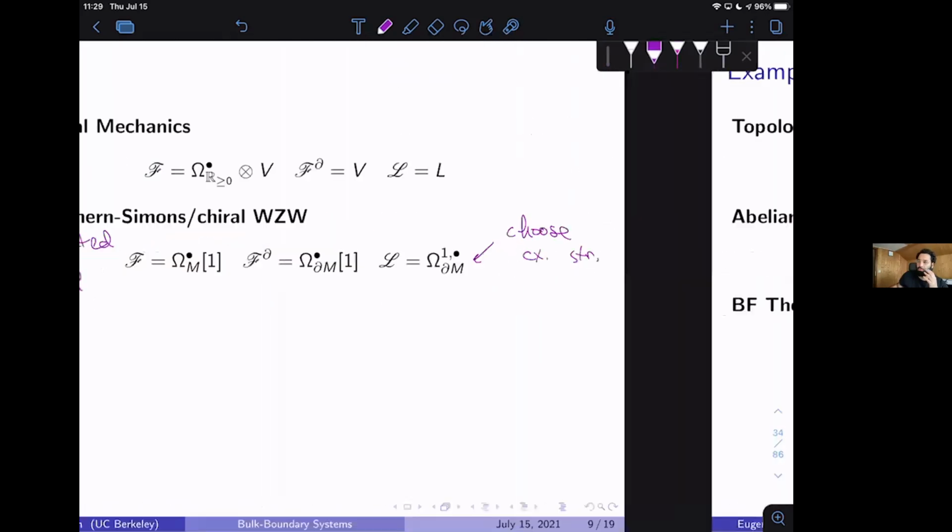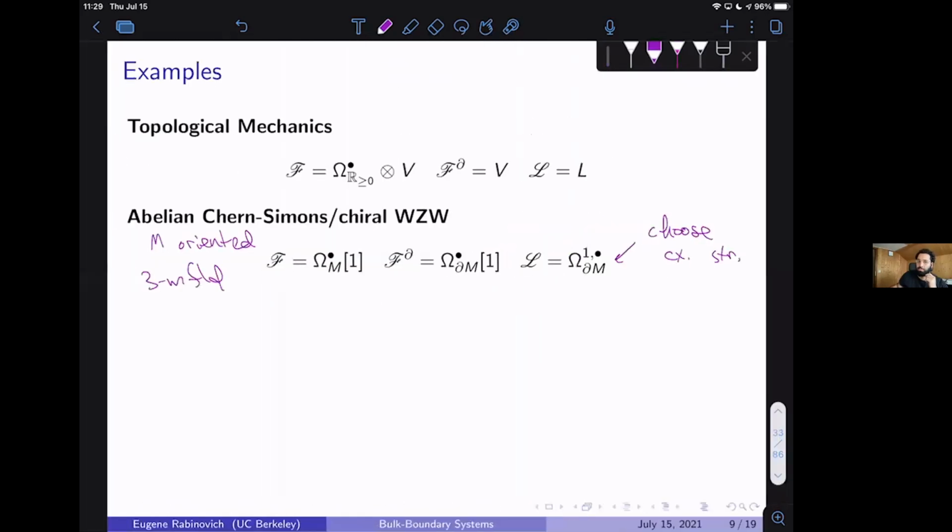Can I ask something stupid maybe? Sure. Do you usually want the space in topological mechanics to be compact? Like, do you want to have S1 or just the positive reals? I prefer to work on flat spaces. So I like to do it on, say, the positive reals. I don't need compactness. Okay.